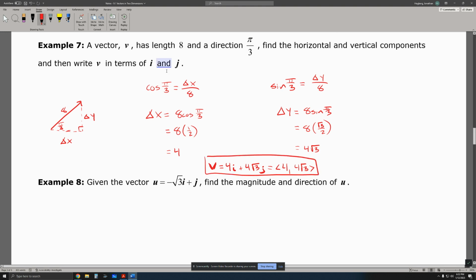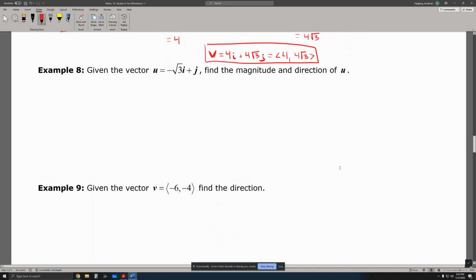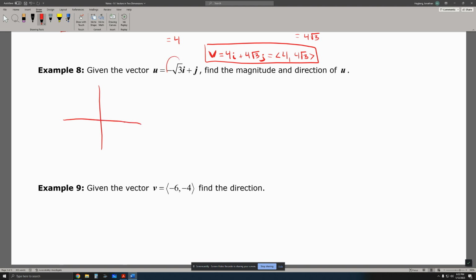All right. Example 8: given the vector u, find the magnitude and direction. Okay? So let's go ahead and draw this. It's given to us in terms of i and j. I'm going to draw the coordinate plane here. We have a negative i, or x component, and then our y component is simply 1. So this tells us we're in quadrant 2. Here's our vector, where the horizontal component is -√3 and the vertical component is +1. Okay? I need to know my angle theta.